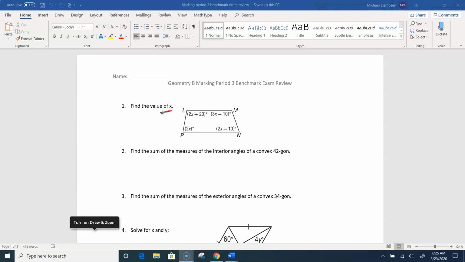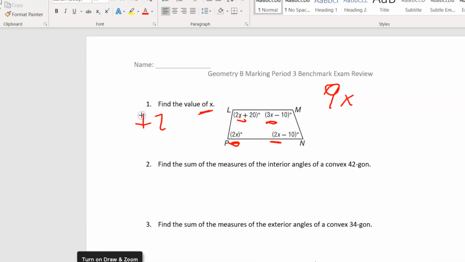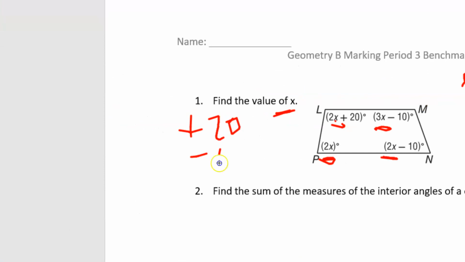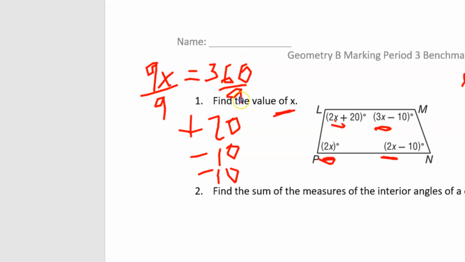So I'm going to add up the x portions first. What do I have in terms of the x's? Okay, I have 2x, 2x, 2x, and 3x. So that's going to be 9x. Okay, and then what do I have number-wise? I have plus 20, but then I also have minus 10, minus 10. Okay, so I'm going to have 9x basically plus 0. This is a 0 sum. That equals 360. And then that's how we solve for x. So I would divide both sides by 9. Right? And I think we get x equals 40 for the first one.